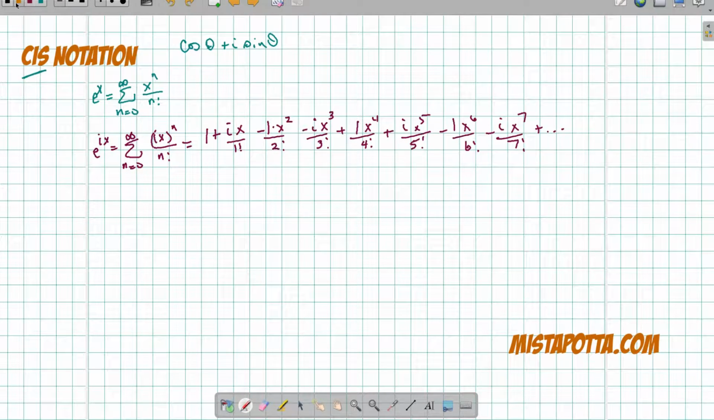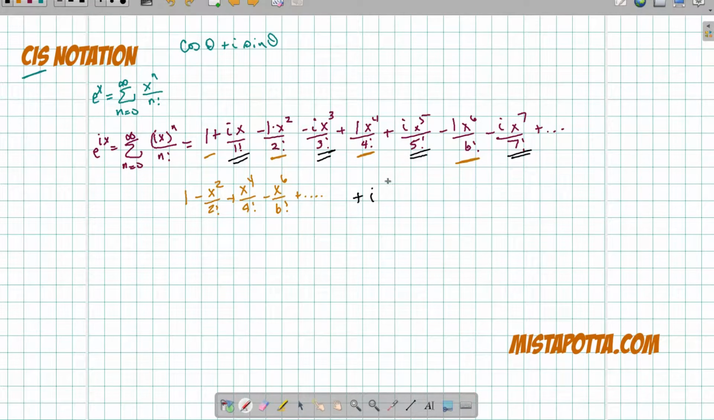I have my real expressions, which I can write over here as 1 minus x squared over 2 factorial plus x to the 4th over 4 factorial minus x to the 6th over 6 factorial plus and so on. And I've got my imaginary terms here, here, here, here. My odd terms end up being imaginary because they're odd powers of i.